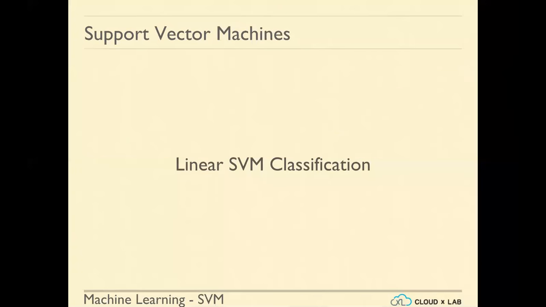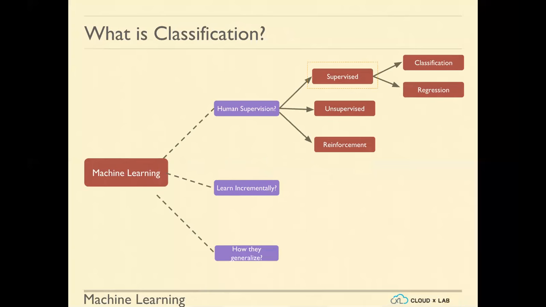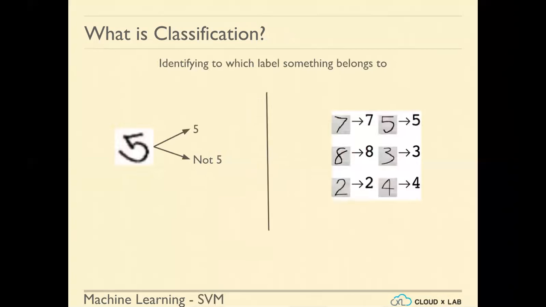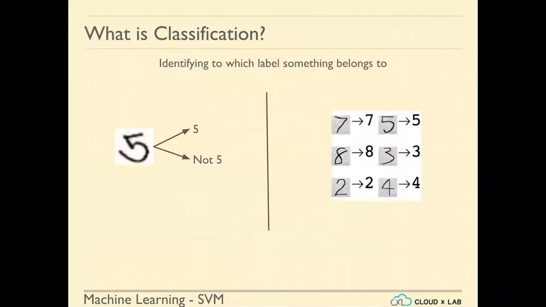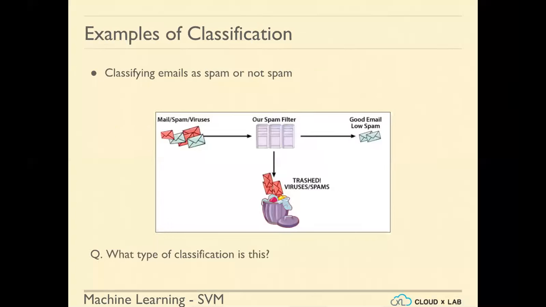Linear SVM classification, or SVC, is basically a supervised learning problem, specifically classification. The objective of classification is to identify something, like the one we did earlier, which was to identify a digit from another, either binary or multi-class. Another example could be identifying spam.